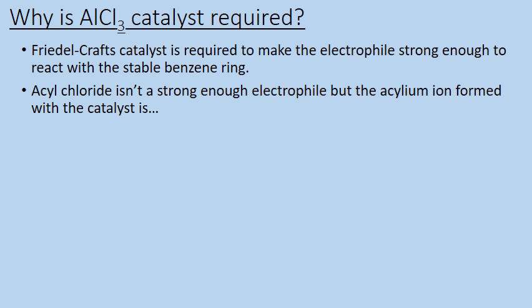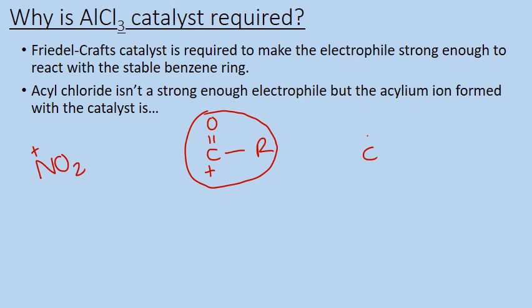Because benzene is more stable. Okay, benzene requires a very strong electrophile, and acyl chloride isn't in fact a strong enough electrophile, because if we want an acyl group, we need that electrophile, just like we needed NO2+. So we need this electrophile, and acyl chloride would just be delta plus. It's not a strong enough electrophile.